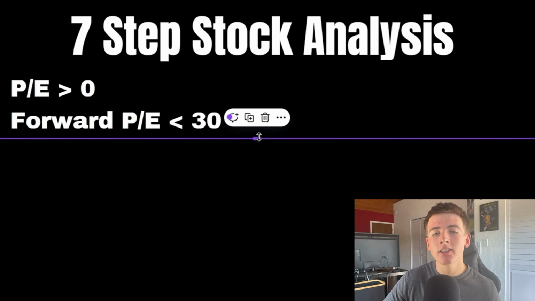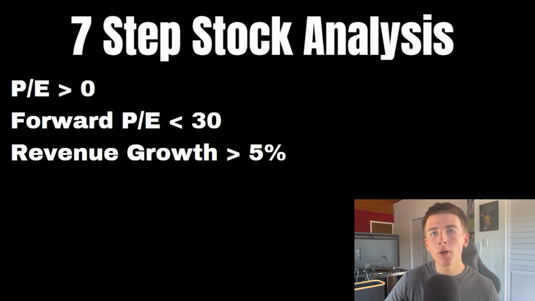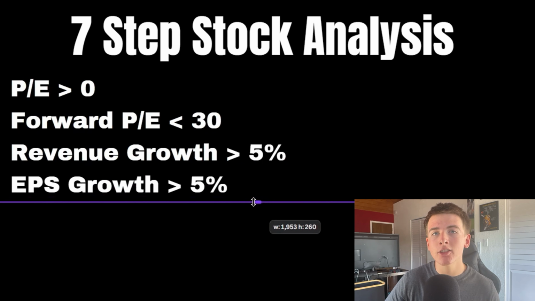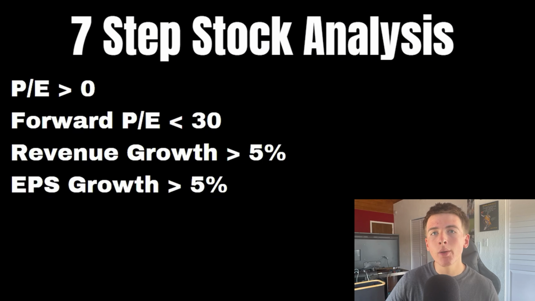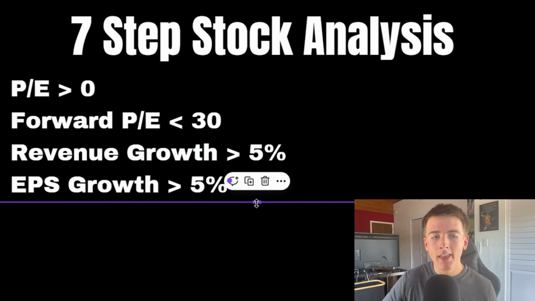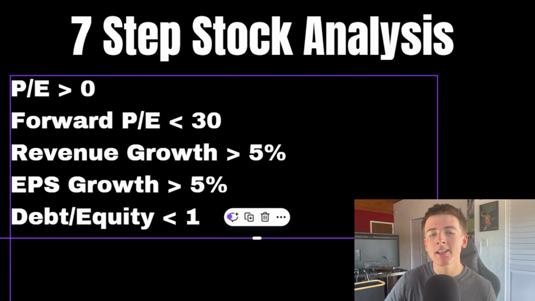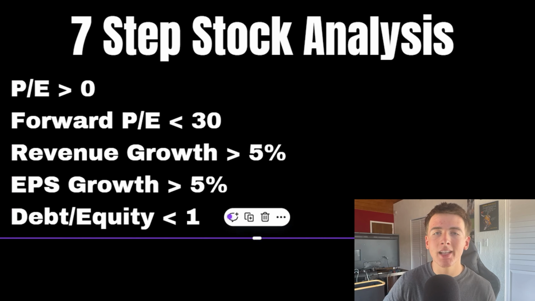The next thing I like to look at is the revenue growth. We want revenue growth to be greater than 5% and also EPS growth greater than 5%. So we want the sales of the company to be growing at a rate larger than 5% and also the EPS growth, which is the earnings per share, to be growing at a rate larger than 5%. Then we want the debt to equity to be less than 1. The reason we want it to be less than 1 is because it shows that the debt is less than equity, meaning that Microsoft is unlikely to go bankrupt.